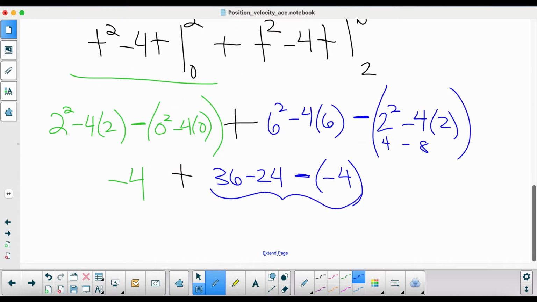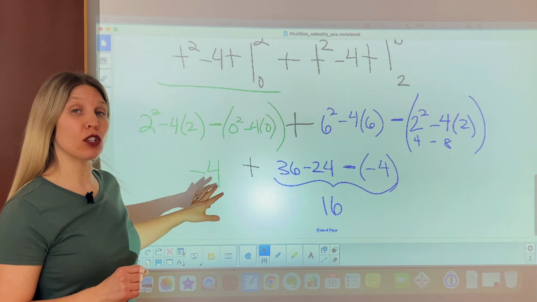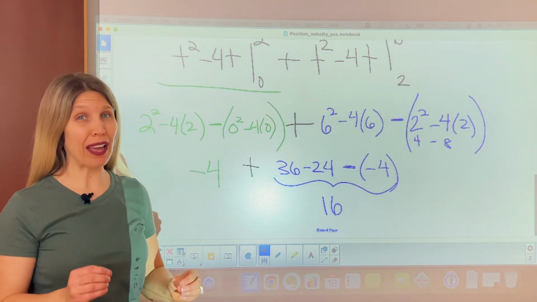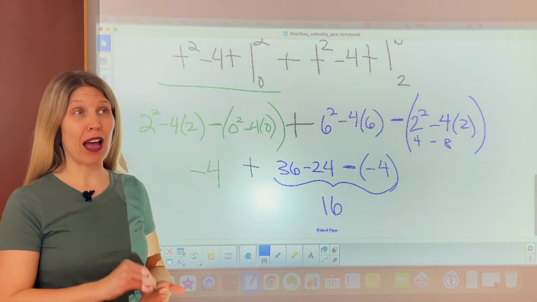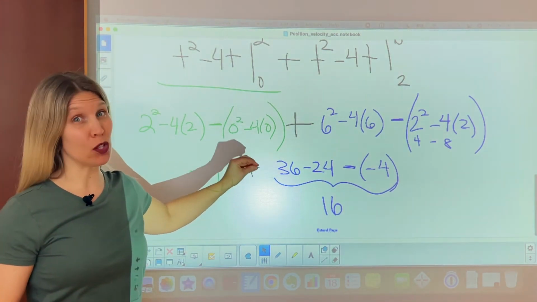So this part over here, we're going to have 36 minus 24 is 12, 12 plus 4 is 16. So this is where this is going to get a little tricky. It looks like negative 4 plus 16, which would give you 12. However, we're talking about how far you went, and pluses and minuses tell you direction.